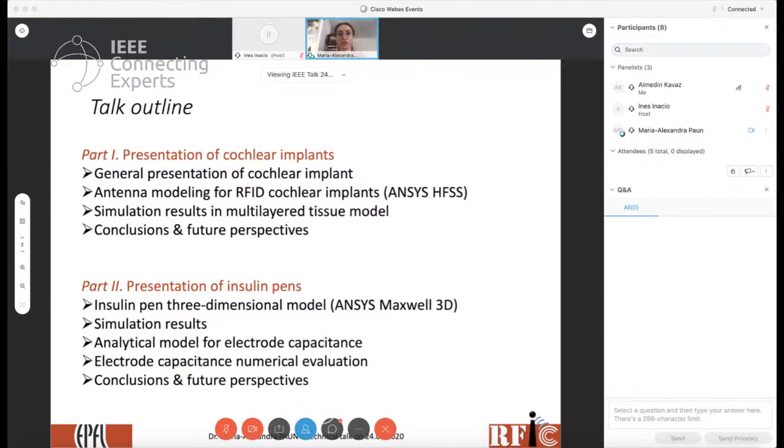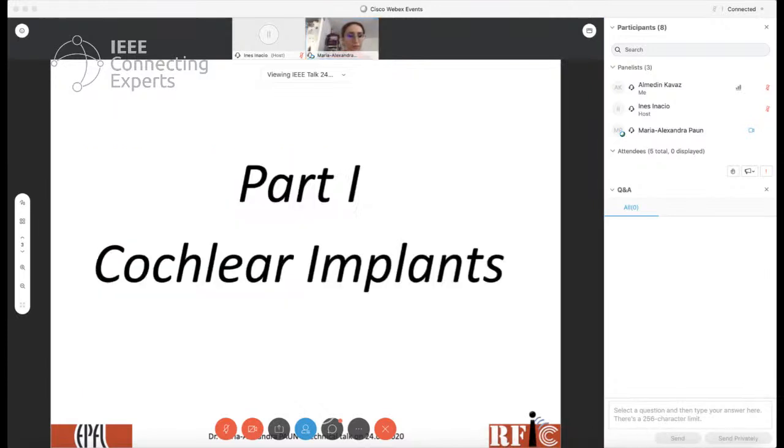I want to mention that for the modeling of these medical electronic devices, I have used the ANSYS tool with HFSS and Maxwell 3D modules, respectively. Okay, so now it is time for part one, cochlear implants.